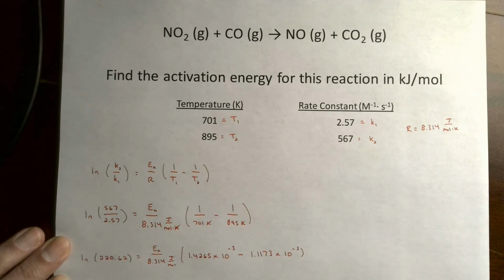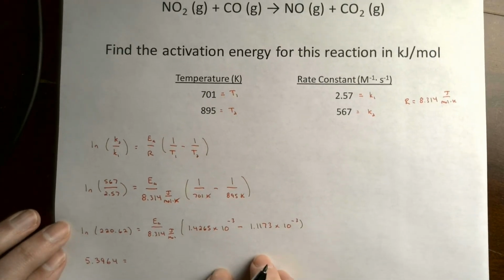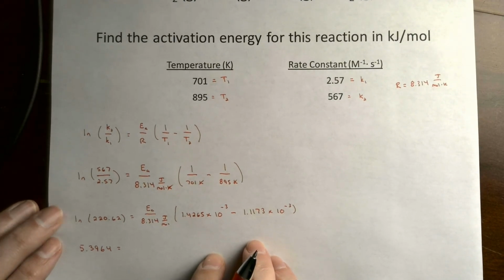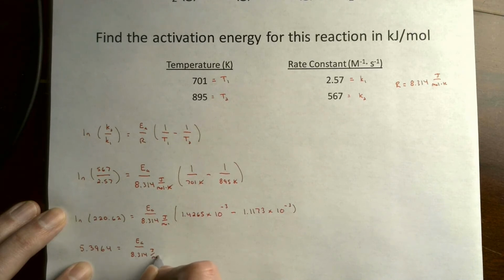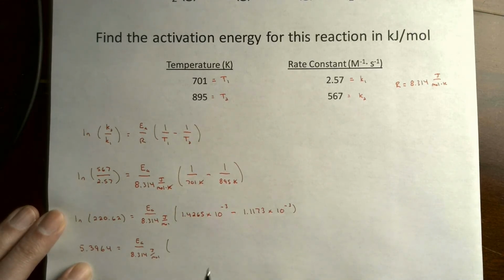Take the natural log of 220, and you end up with 5.3964. Again, taking more digits so that I don't have rounding errors. All right, that is equal to the activation energy over 8.314 joule per mole times, I'd subtract those two and I get 3.0918 times 10 to the minus fourth power.